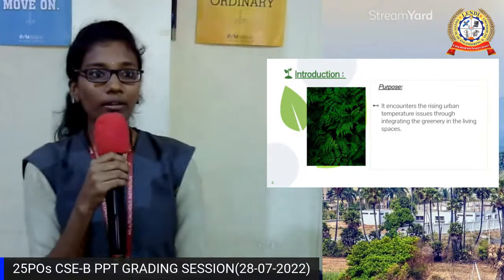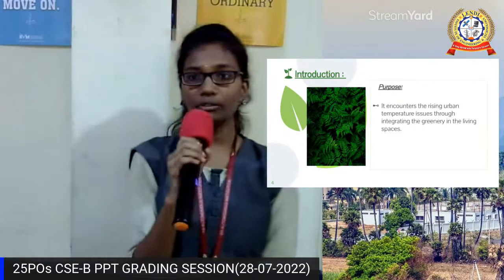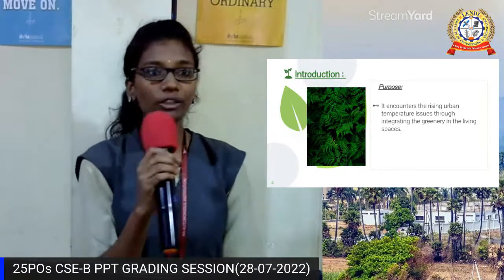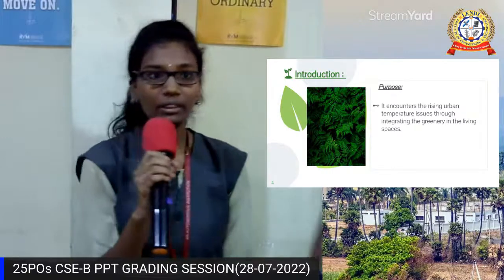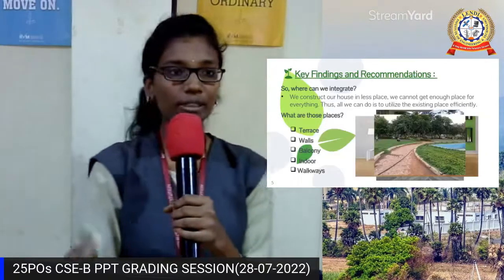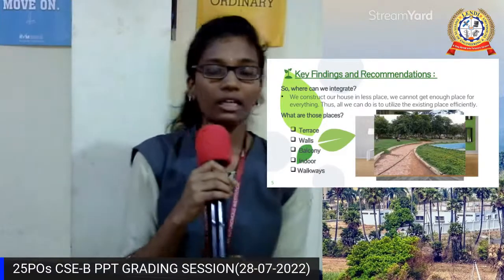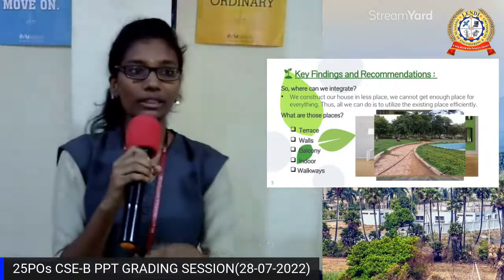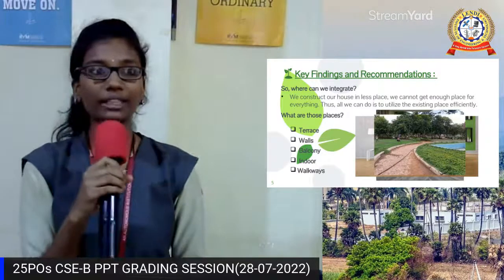So if you want fresh air and purity, that tends to improve our life. It counters the rising temperature through integrating greenery in the living spaces. So these are some key findings and recommendations.